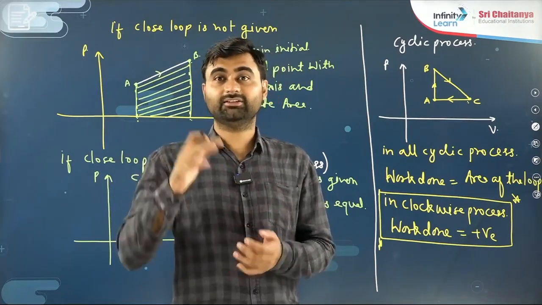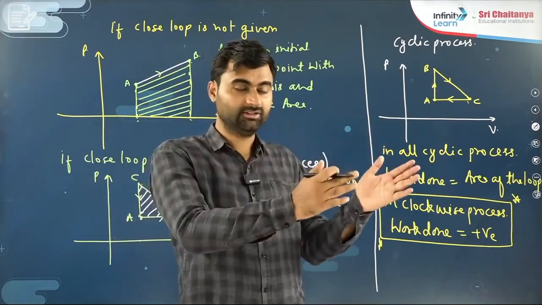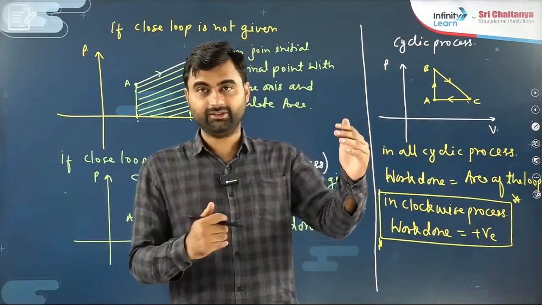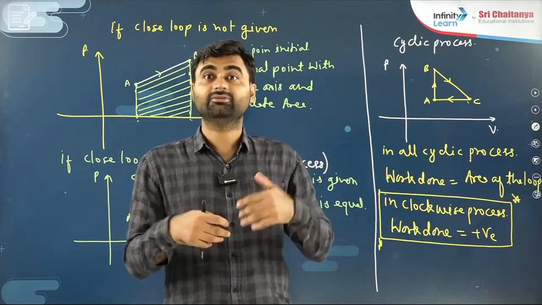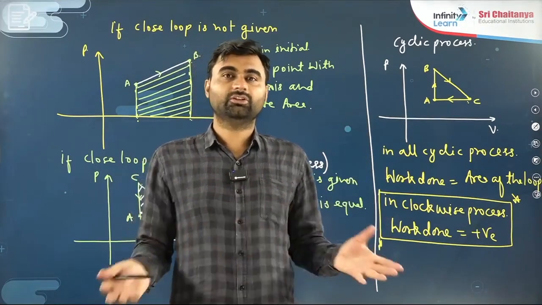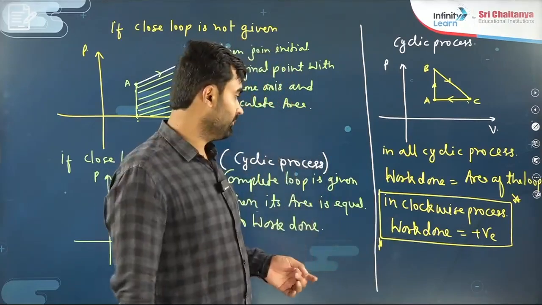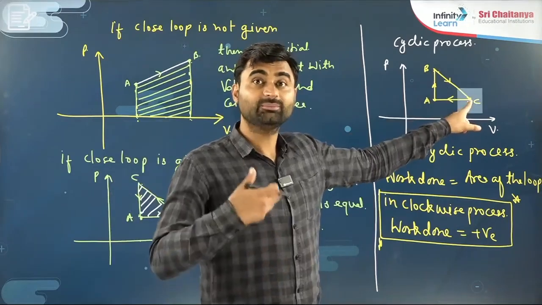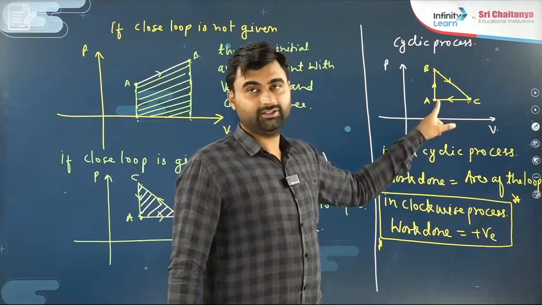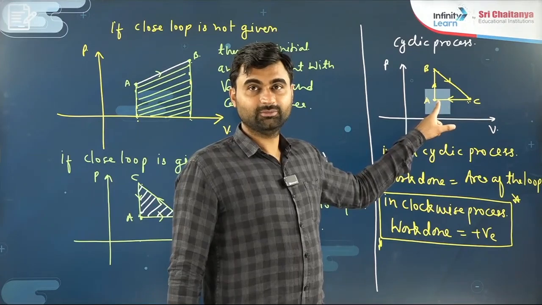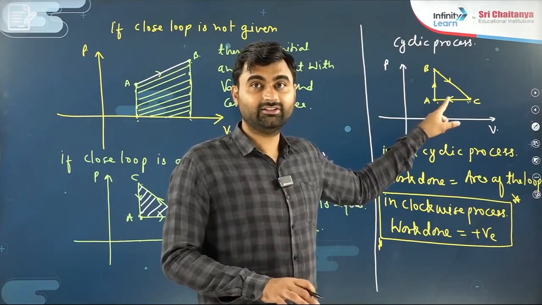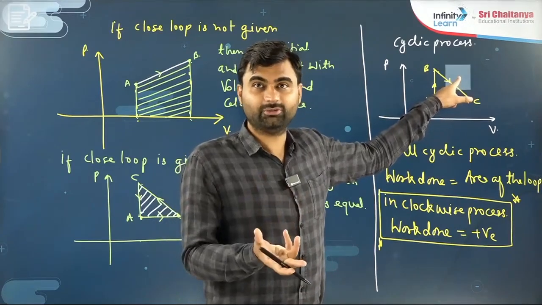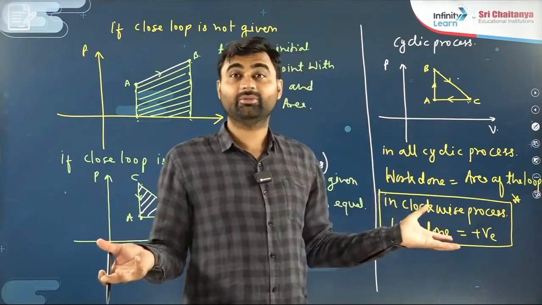If volume increases, then dV means change, final minus initial. If volume increases, the final is more than initial, so the difference final minus initial will be positive. So if volume increases, then work done is positive. So here volume increases, so in the BC path work done is more. C to A volume decreases, but here work done is less. It is negative but less negative; here it is positive but more positive. So if we add them, ultimately we will get positive.